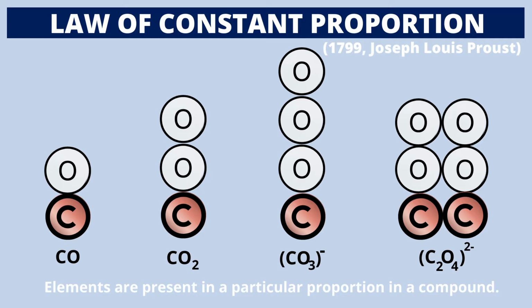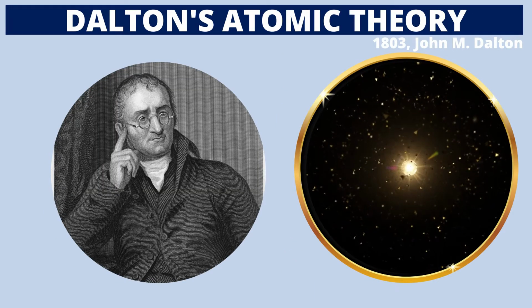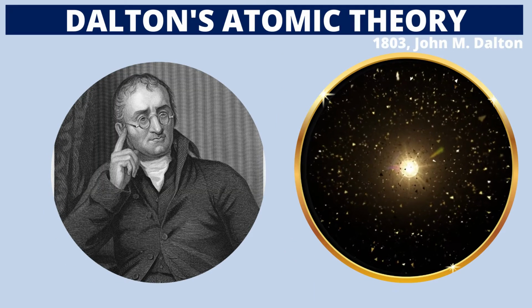For example, carbon and oxygen in carbon monoxide are always in a 1:1 ratio. And in carbon dioxide, they are always in a 1:2 ratio, and a 1:3 ratio is present in carbonates, and so on. These two laws became the foundation of Dalton's theory of the atom.